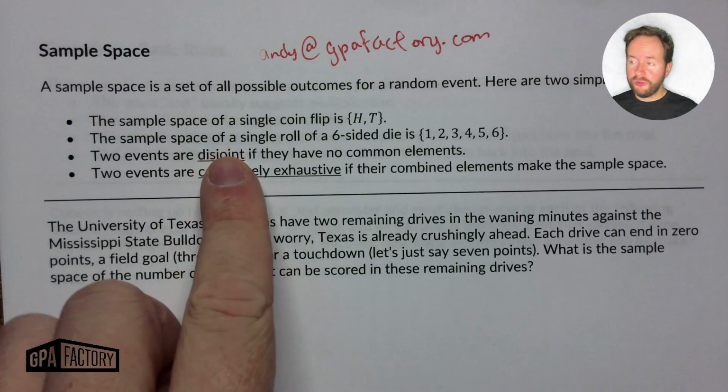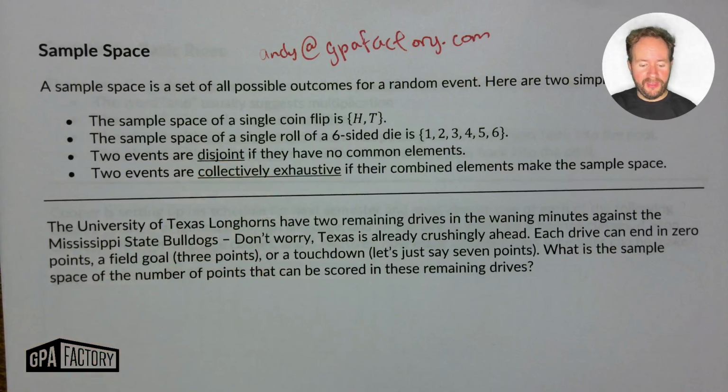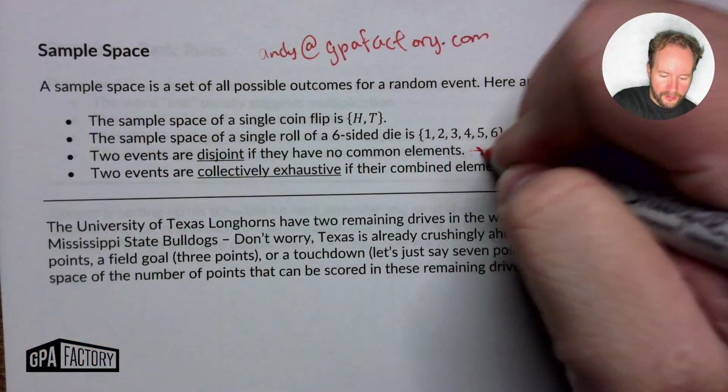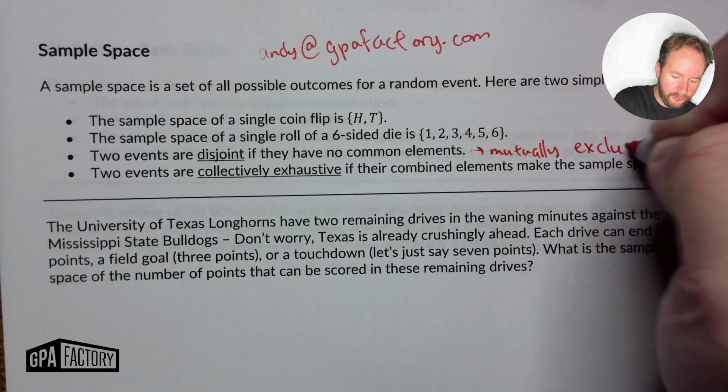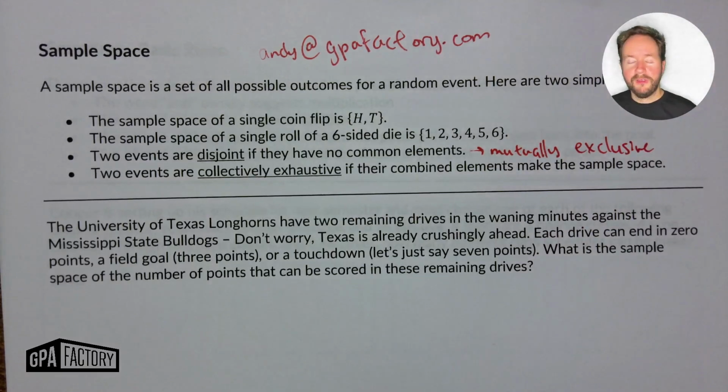Some additional terminology: events are disjoint if they have no common elements, also known as mutually exclusive. You might see this phrase thrown around as well, but disjoint and mutually exclusive mean the same thing. Two events are collectively exhaustive if their combined events make up the sample space. We'll see more of that in a second.